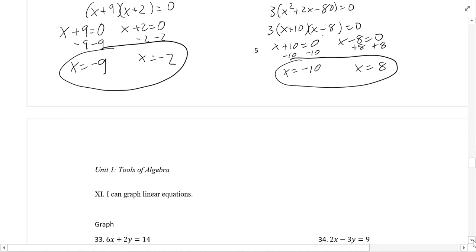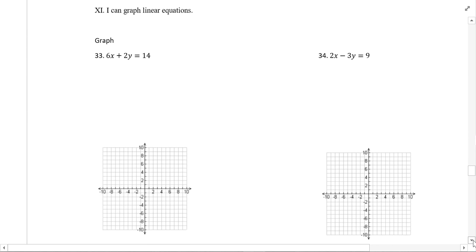All right, so let's go ahead and take a look at topic number 9. I can graph linear equations.